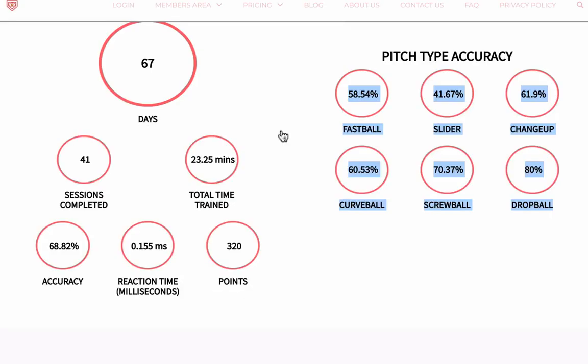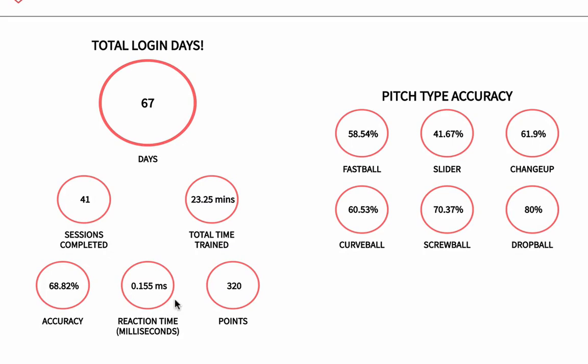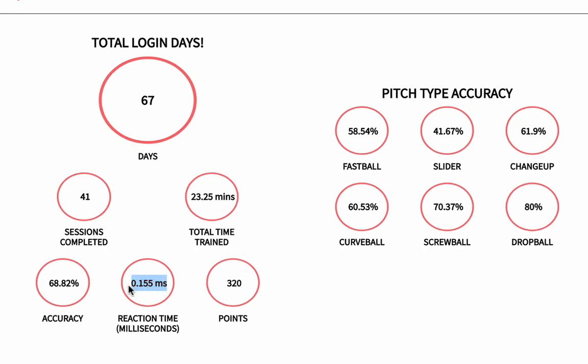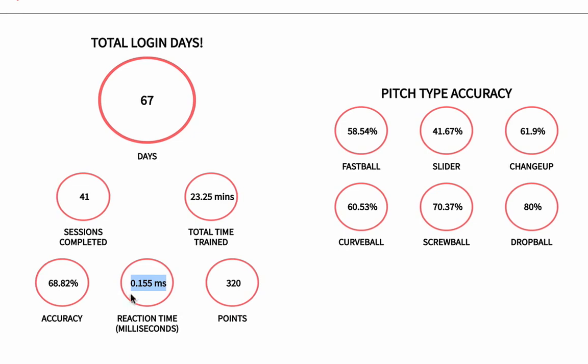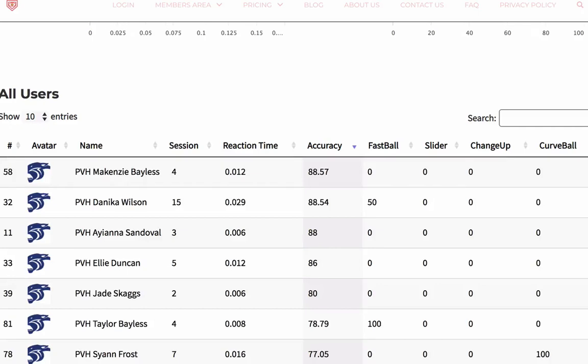In the stats page, you're going to see how your overall performance is on a day-to-day basis: how many logins, total times trained, sessions completed, etc. You'll also be able to see what your reaction time is in milliseconds. You can keep an eye on that in the leaderboard as well. And then your pitches and how you perform off of each pitch. You'll be able to see your percentage correct based off of the actual quiz training that we'll have in the back end.